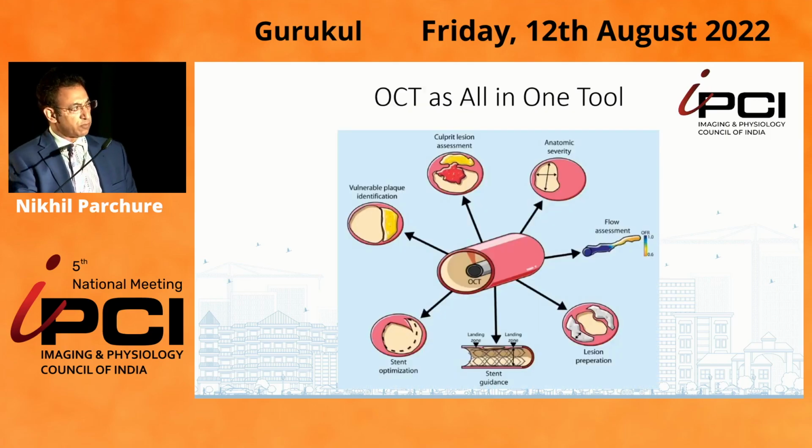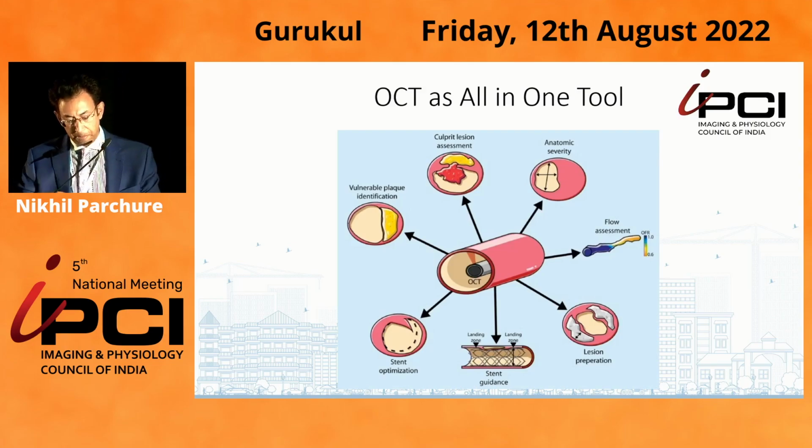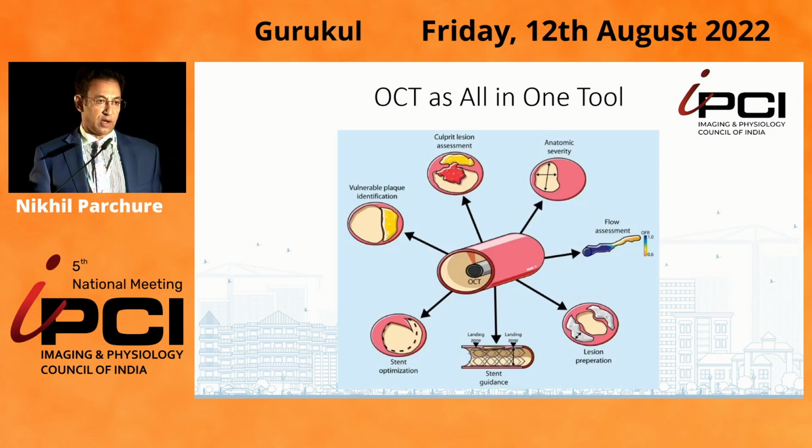What about this concept of OCT as all-in-one, which identifies the culprit lesion, automatic severity detection as well, and flow assessment called optical flow reserve, giving you the FFR equivalent. Lesion preparation guidance, because it gives you histology at the same time, whether your lesion has calcium or fibrous or it's only a lipid pool, tells you what to use to prepare the lesion, and also gives you guidance for stenting, both landing zones, and of course stent optimization, which you already know about.